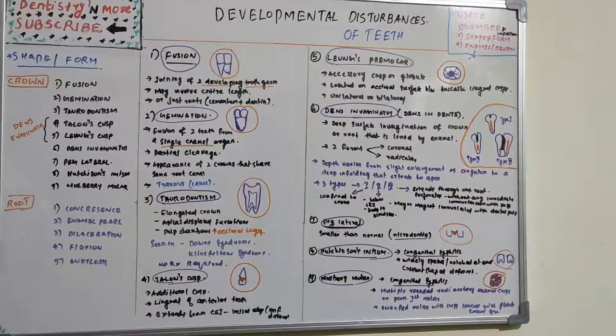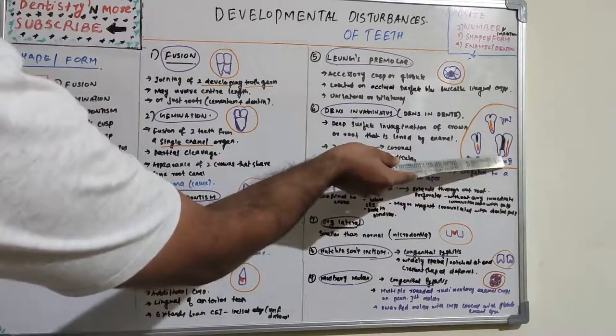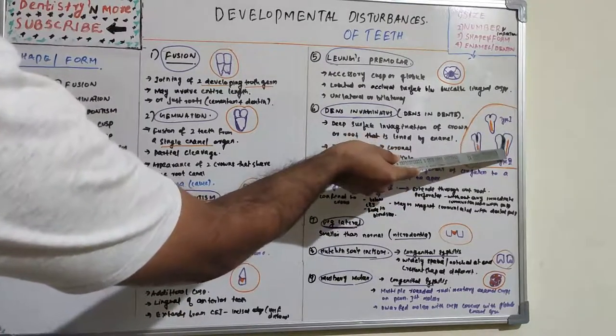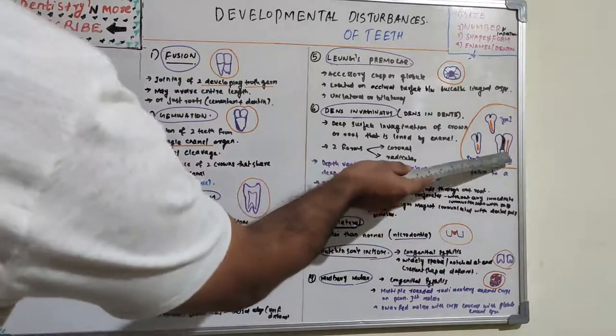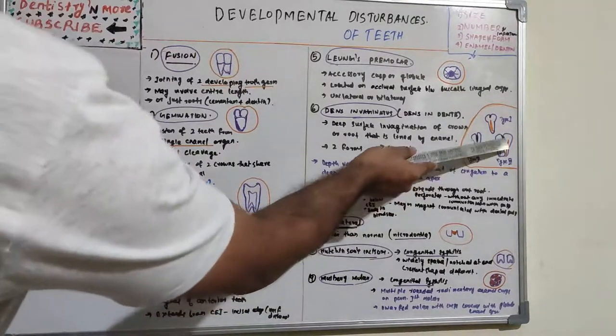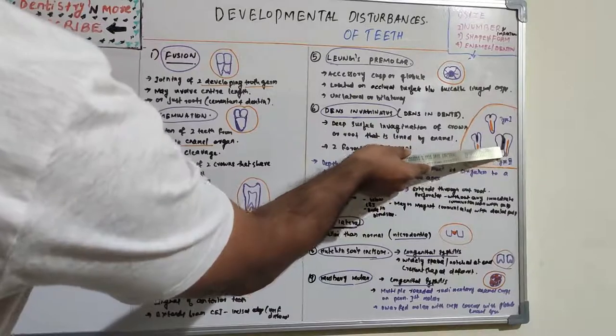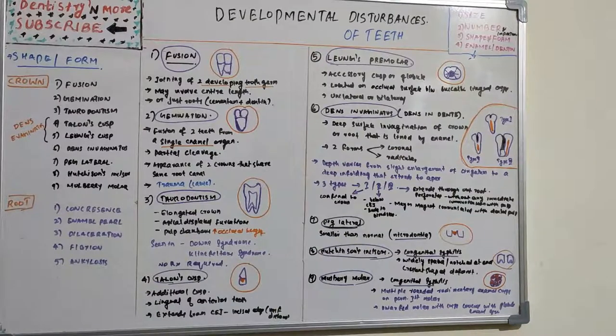Whereas type 3 extends throughout the root. You can see it extends from the crown downwards towards the root, and it perforates in the apical or lateral radicular area without any immediate communication with the pulp. The pulp is this red color, so it doesn't have any communication with the pulp, but it is coming towards the root tip.